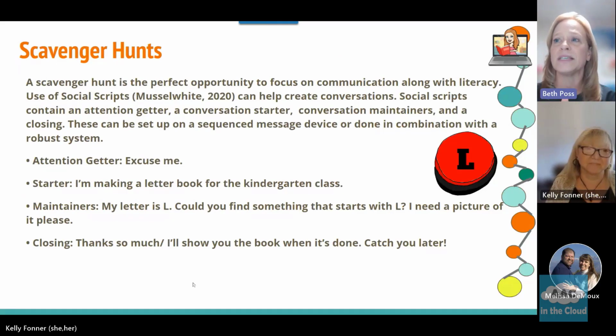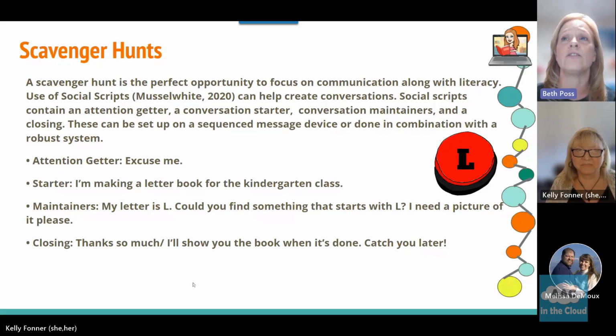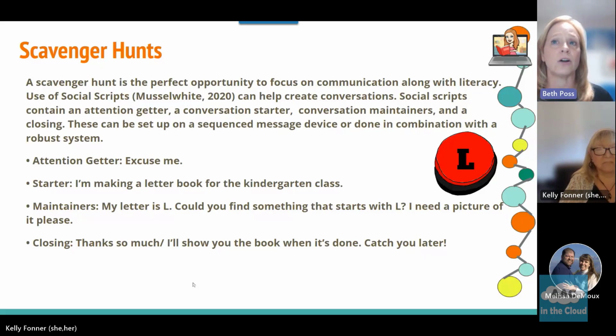Scavenger hunts. So this is another fabulous tip from Caroline Musselwhite. The idea of using a scavenger hunt to focus on literacy. And what she talks about is using social scripts to help create conversations. The nice thing about this is it can be used with a simple communication device like a sequenced message device, or you could have it set up on a robust system. But a social script has some basic things that are a part of it: an attention getter, a conversation starter, conversation maintainers, and a closing.